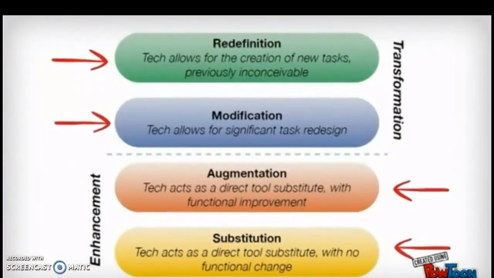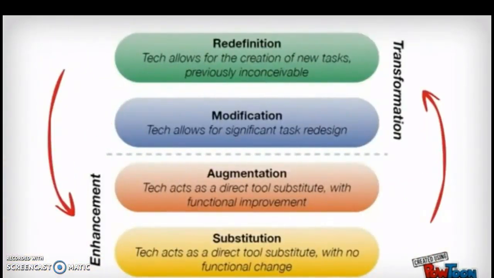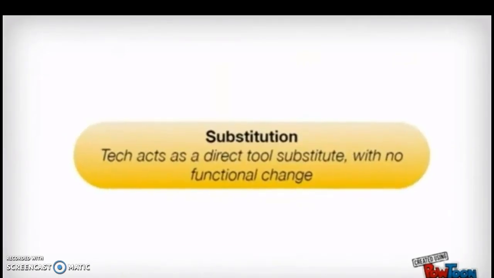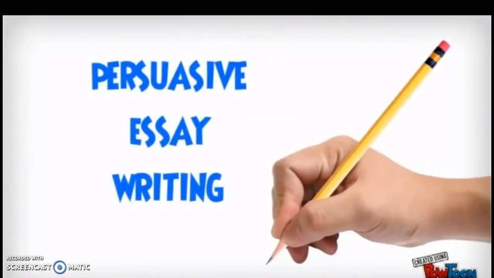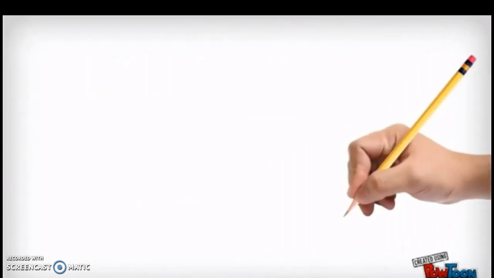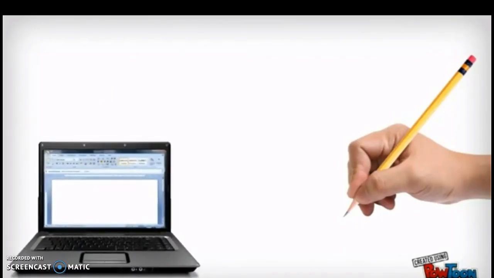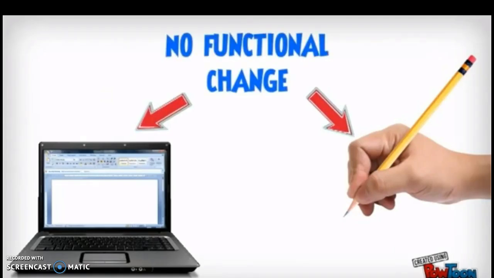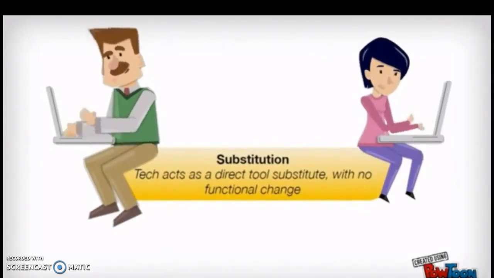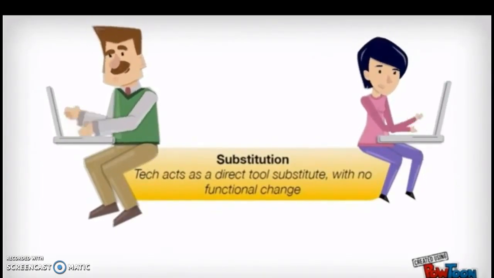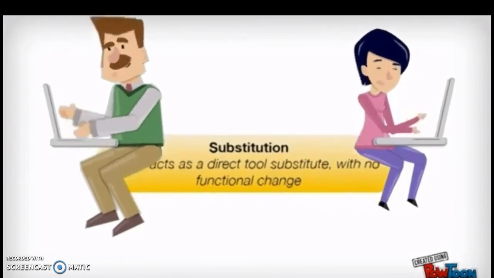There are 4 different levels and 2 different sections in SAMR. Let's take a look at the first level, substitution. This is where the technology used acts as a direct substitute. Let's take the task of persuasive essay writing. I could write an essay by hand, or I could type an essay using the basic features of a word processing program. The task is the same and there's no functional change. The technology is being used as a substitute. Lots of teachers start out at this level, but don't worry, because substitution is not a bad thing. Even the best teachers visit this level from time to time.